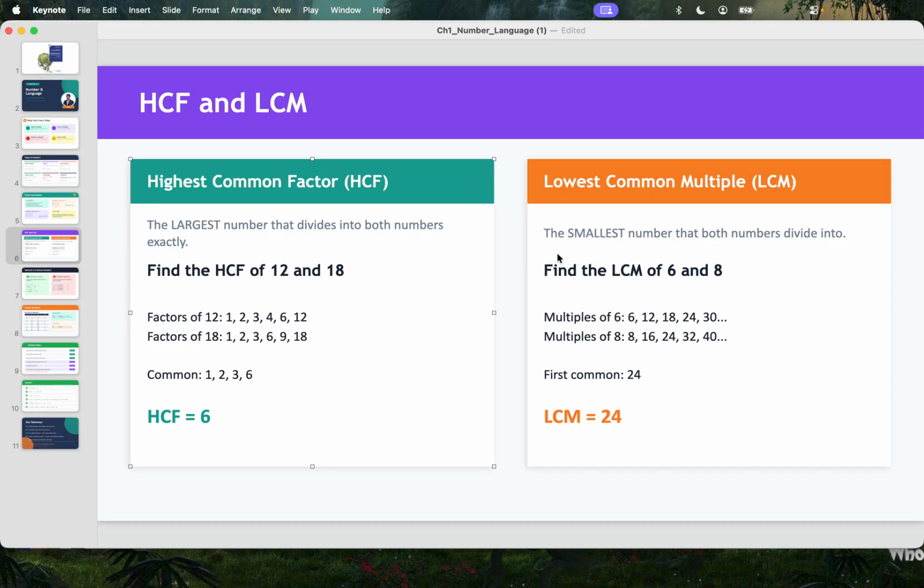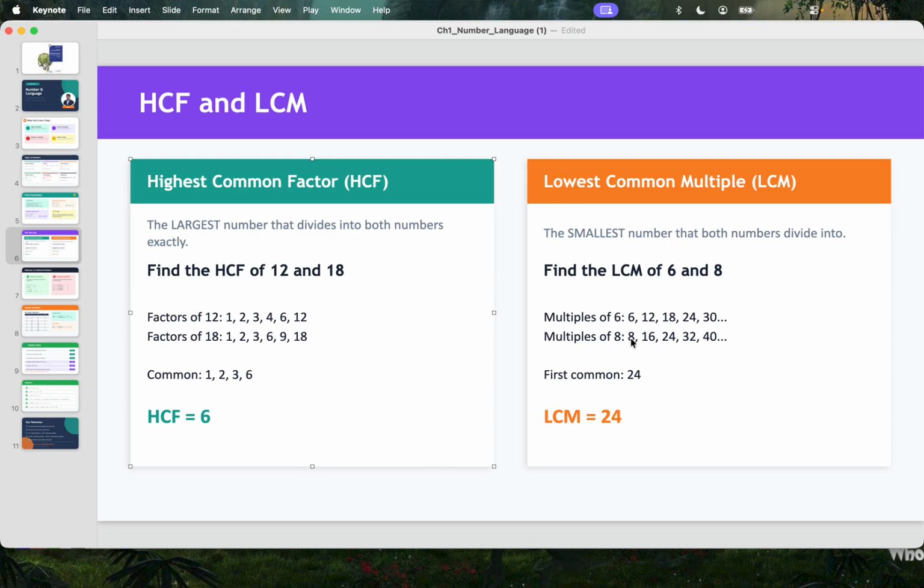The concept here is the smallest number that both numbers divide into. So if we have to find out, say, the LCM of 6 and 8, first we'll write the multiples of 6: 6 ones are 6, 6 twos are 12, 6 threes are 18, 6 fours are 24, 30, and so on. And then we will write the multiples of 8: 8, 16, 24, 32, 40, and so on.